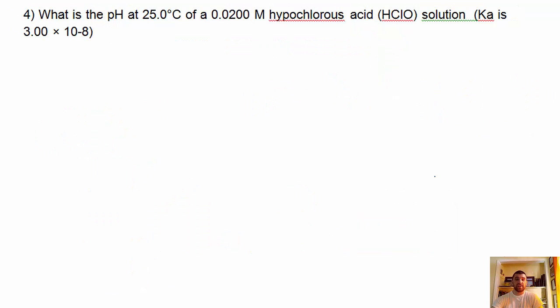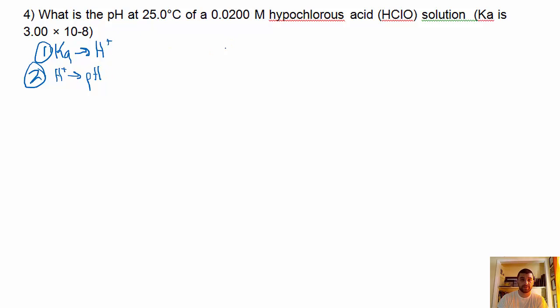4. What is the pH at 25 degrees Celsius of 0.0200 molar hypochlorous acid given by that formula solution? And they give you the Ka. So the first thing we're going to have to do here is, all right, well, Ka, give me my H+. And then once I got the H+, I can go from H+ to the pH.